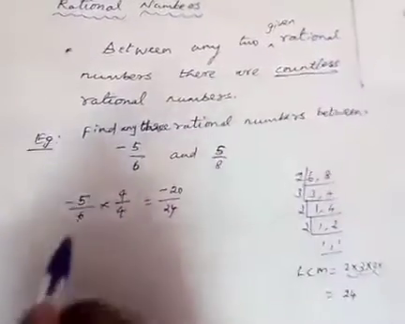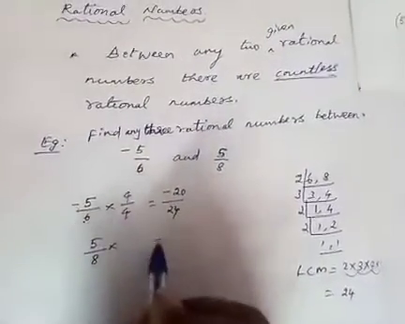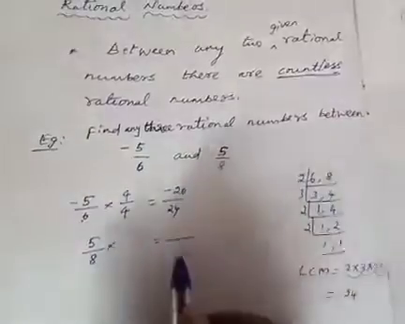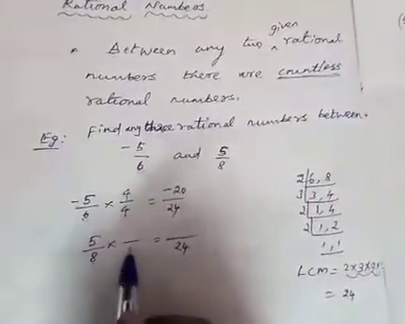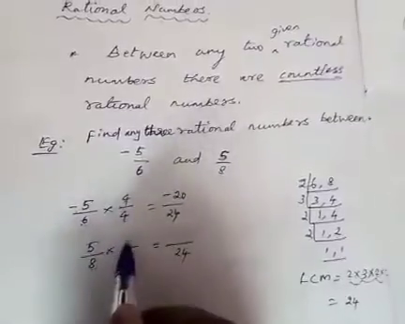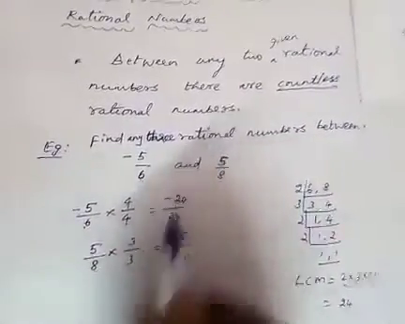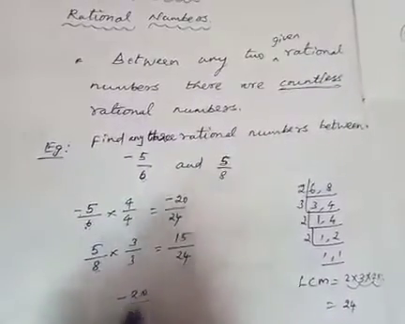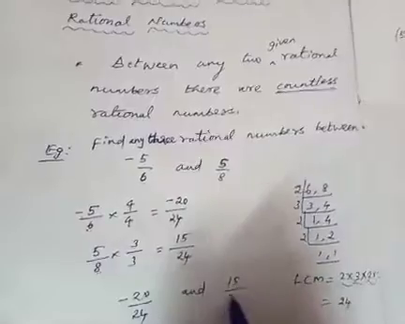The next rational number is 5 divided by 8. Now convert it to denominator 24. Here 8, you multiply by 3: 8 3s are 24. The numerator also you multiply by 3. So 5 3s are 15. Here we have minus 20 divided by 24 and 15 divided by 24.